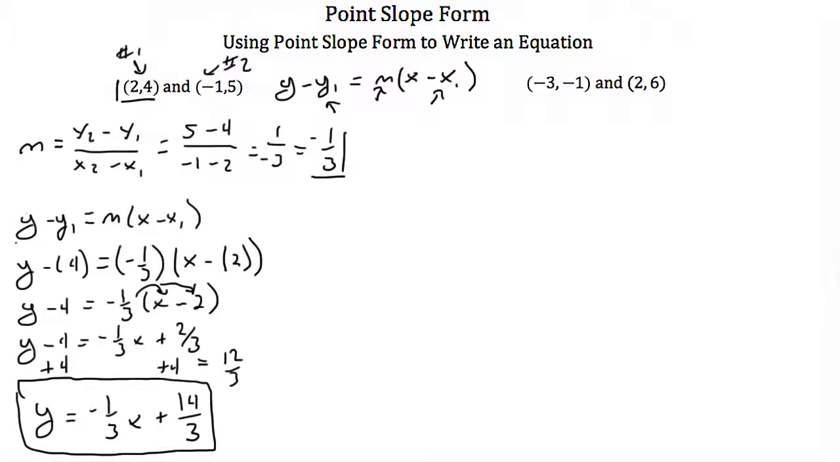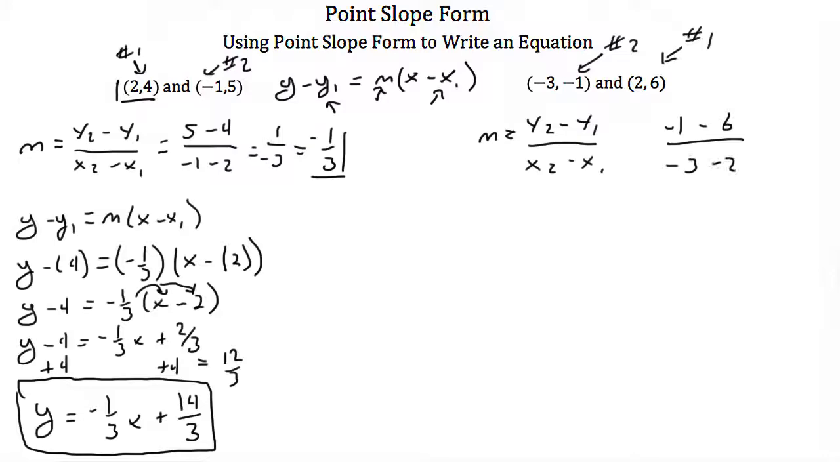Let's try it one more time. Here we're given negative 3, 1, and 2, 6. So again, we have to find our slope first. So m is equal to y2 minus y1 over x2 minus x1. Now I'm going to say this is our second point, and this one is our first. So we're going to get negative 1 minus 6 over negative 3 minus 2. So we're going to get negative 7 over negative 5, or 7/5.